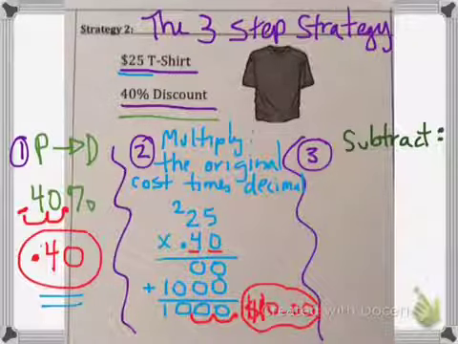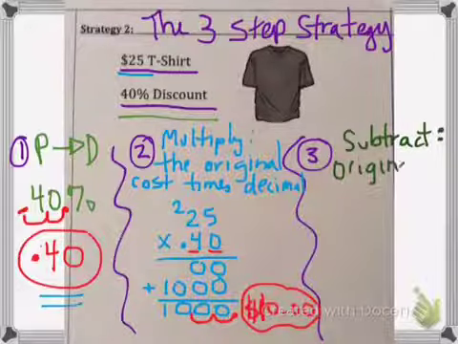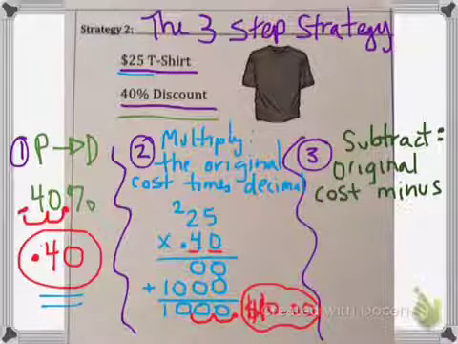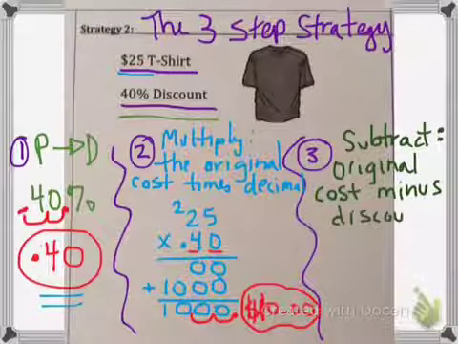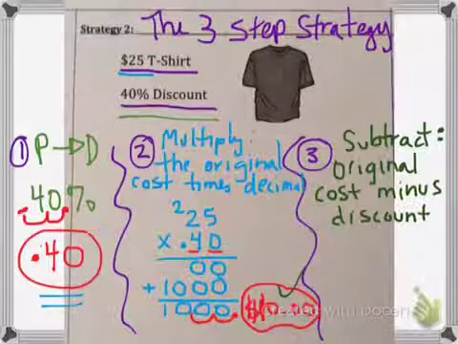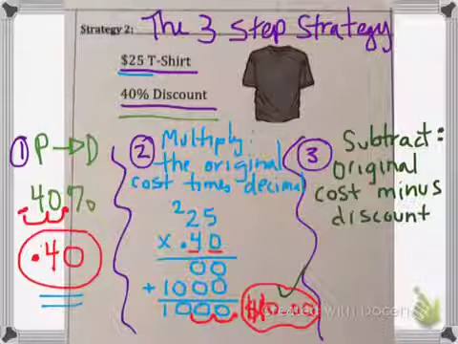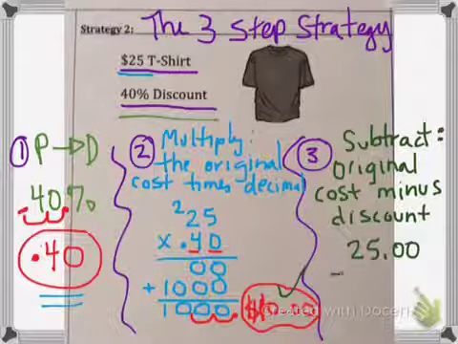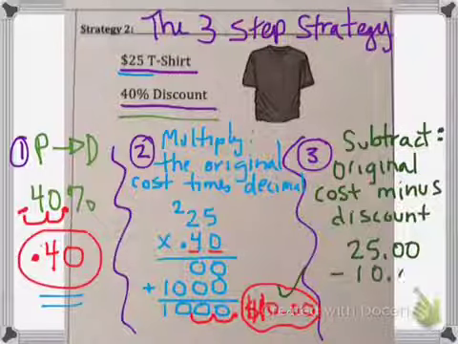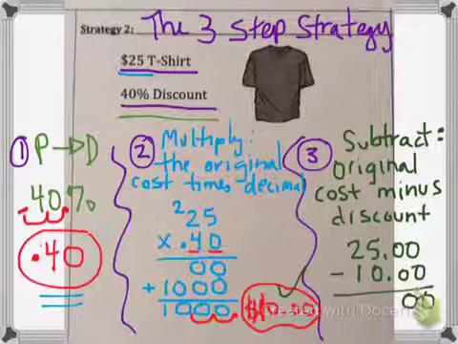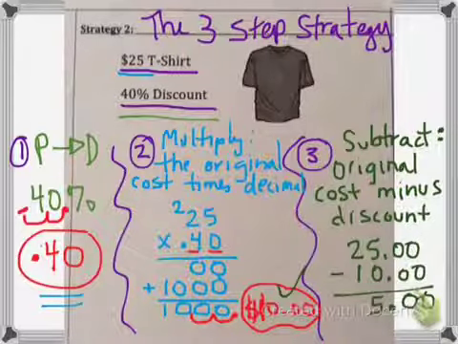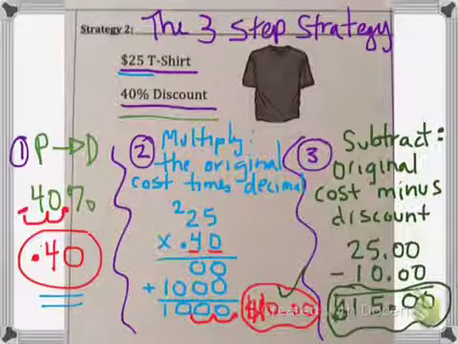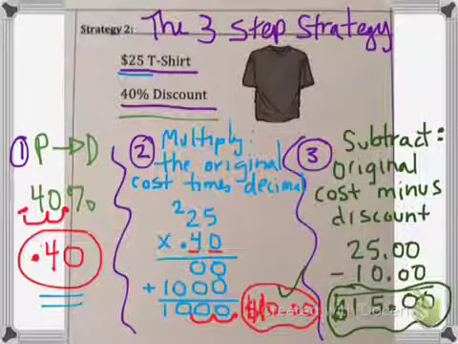We'll subtract original cost minus discount. Our discount is from step 2, so we're getting $10 off the original cost. The original cost is $25 minus the discount from step 2, $10. When we subtract, just bring down the decimal point. So our final answer is $15, and $15 again represents our discounted price, just like from strategy 1, setting up a proportion.